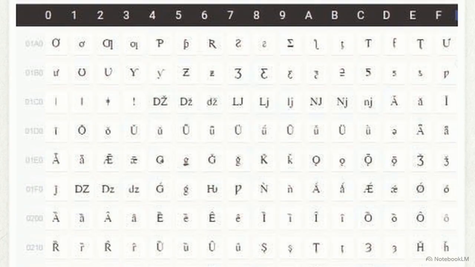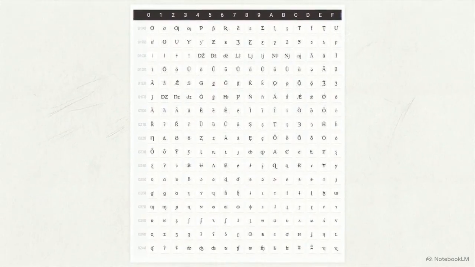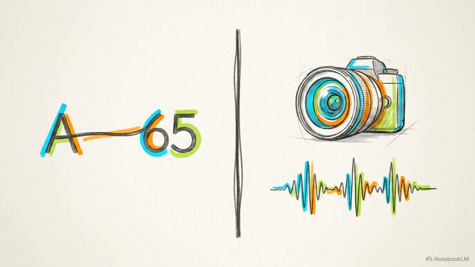Now, look at this massive grid. This is Unicode. By expanding the available code up to as many as 32 bits per character, the system creates enough binary combinations to support every written language in the world. Text is ultimately a direct character-to-number map, but capturing light and sound requires a completely different mathematical approach.